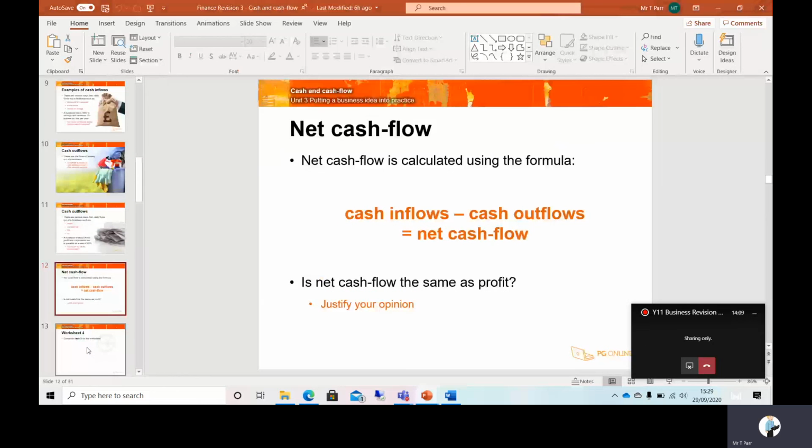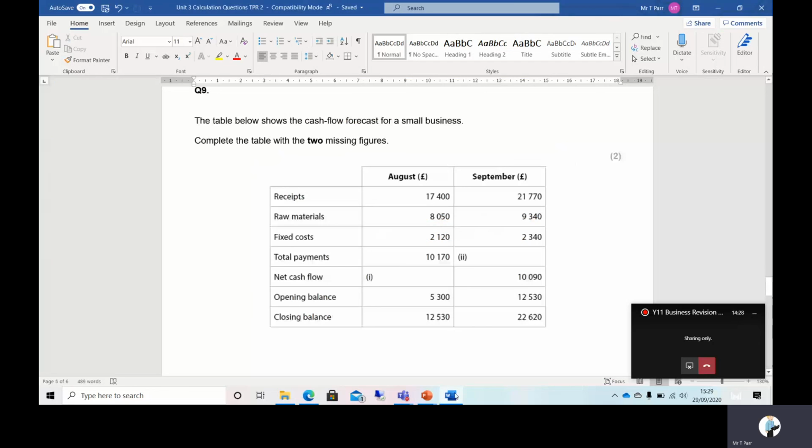So a common question you'll see is, can you calculate the net cash flow? We'll talk about gross and net and the difference between the two in year 11, but when it means net cash flow, it's basically your inflows take away your cash outflows. So your inflows take away your cash outflows. Let's go and look at an example.